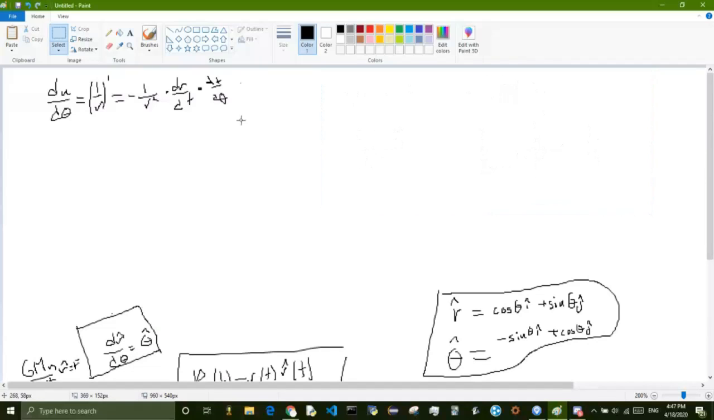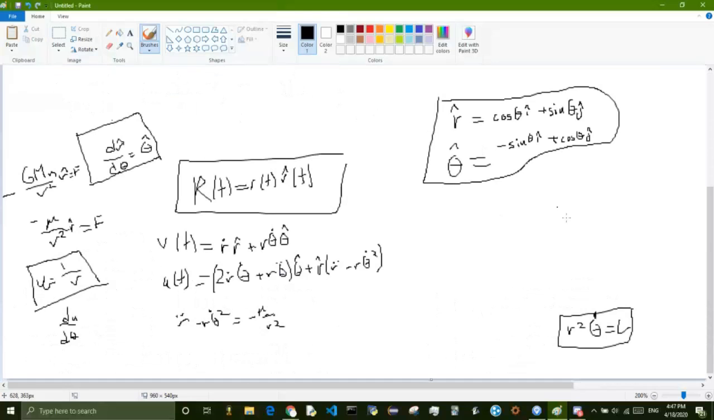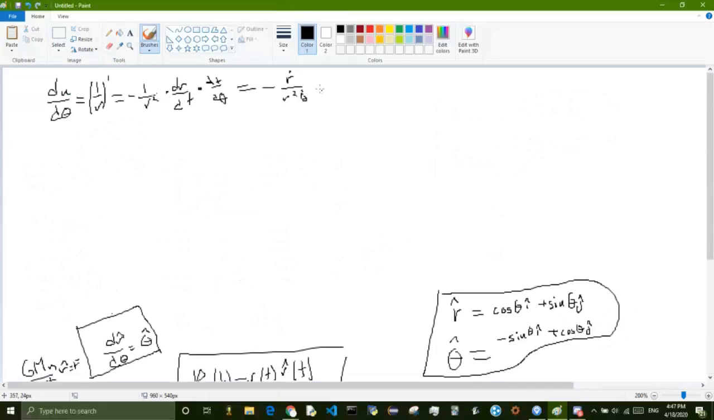Okay. Yeah, sorry. So we have negative r dot over r squared, and this is simply 1 over d theta dt. This is theta dot. Now r squared theta dot is very familiar. We concluded that r squared theta dot is equal to c, a constant. So let's substitute that in.